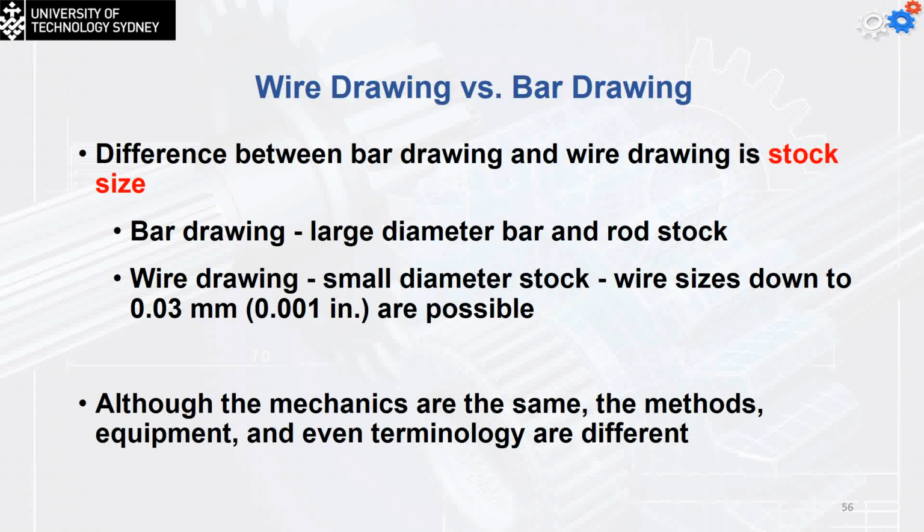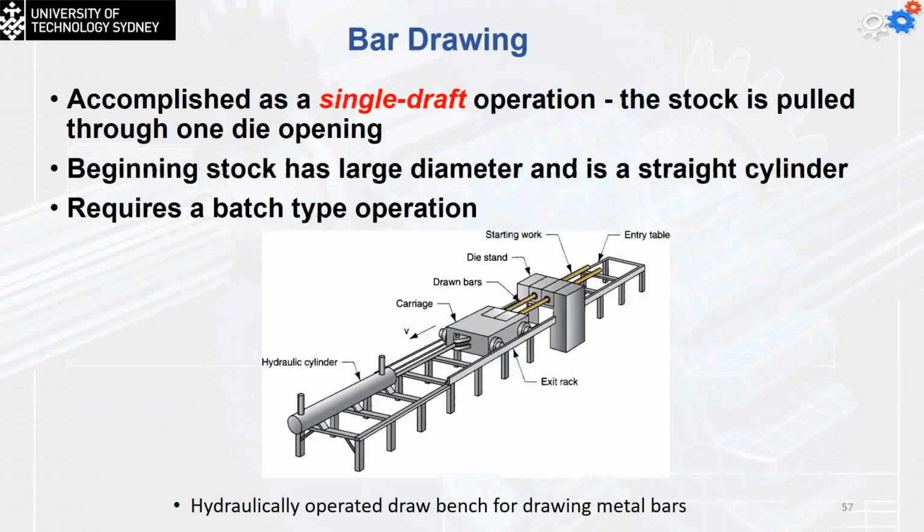So this is bar drawing. Again, it needs more force to do that. It's not going to be able to run around a drum. Accomplished by a single draft operation, the stock is going to be pulled through one die opening to reduce the dimensions. The beginning stock has a large diameter and straight cylinder, and requires a batch type operation. That means we're not going to make it over a very long distance. It should always be a short one.